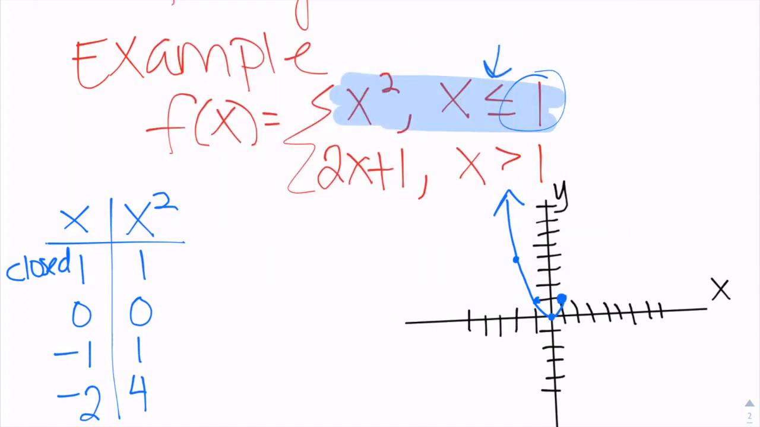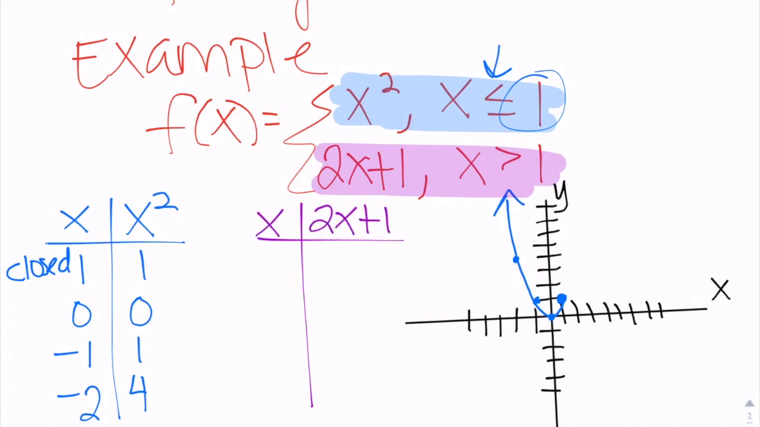And then I'm going to create another table for my second rule here. I'm going to have an x column, and then the y column is going to be 2x plus 1. We're going to start at the value of 1 here, but it's just a greater than, not equal to sign, so that's going to be an open circle right there. And then we're going to go to values greater than, so 2, 3, 4. And then it's going to continue on with an arrow on the end.